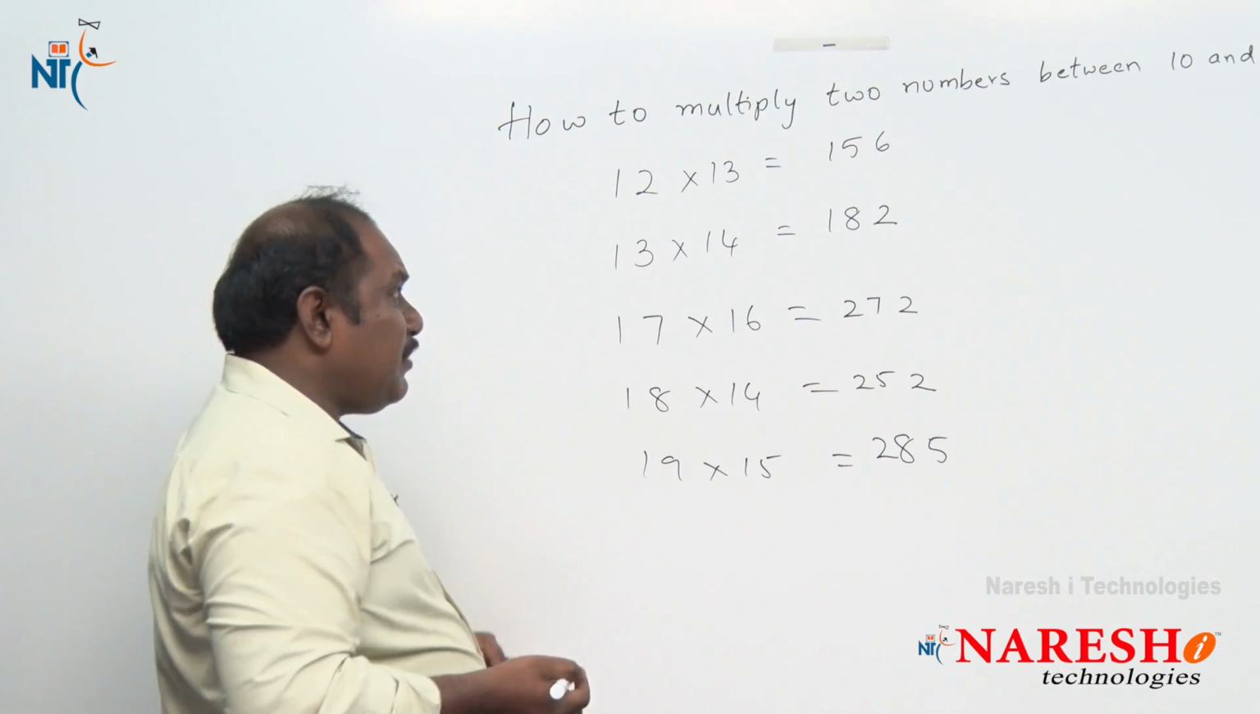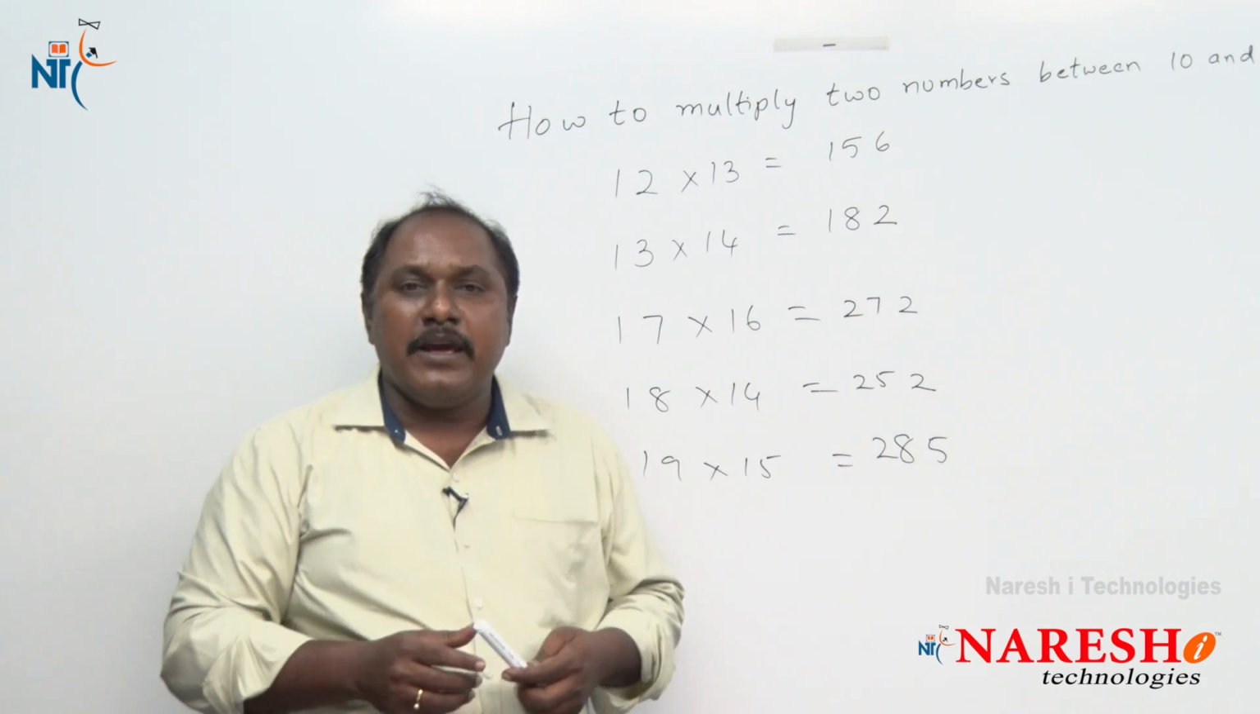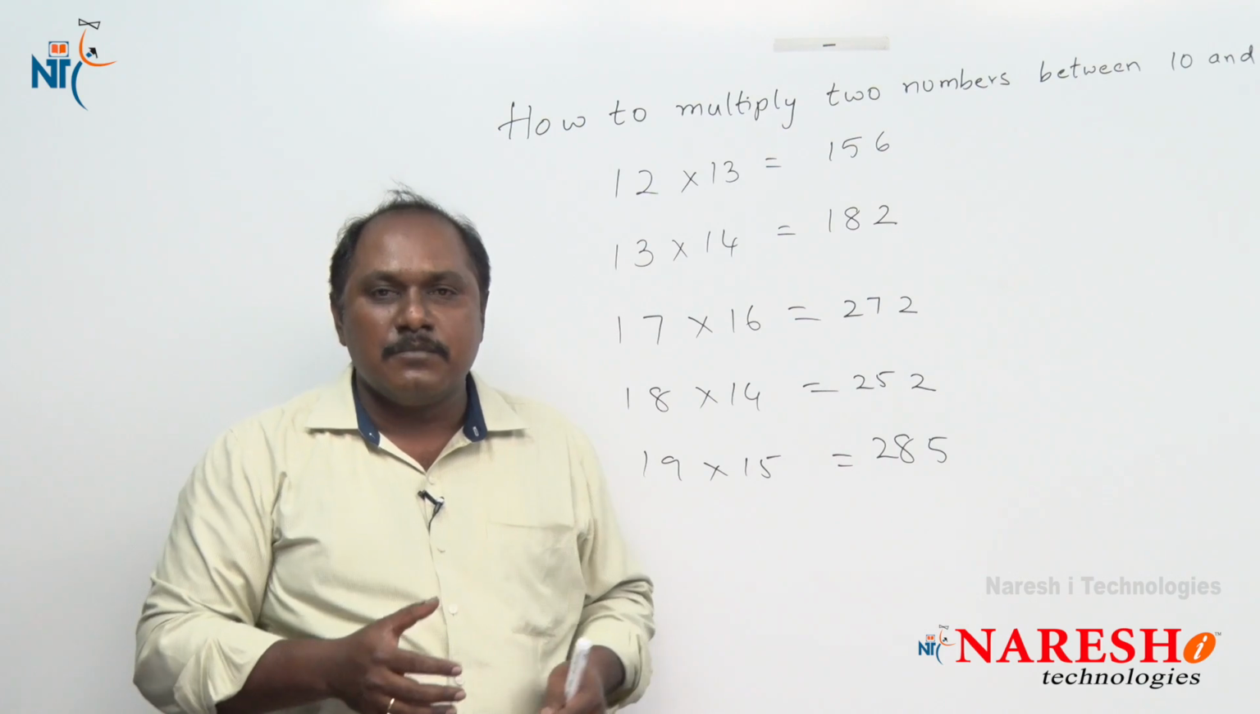So these are the simple techniques which we use to multiply two numbers and squares of the numbers.